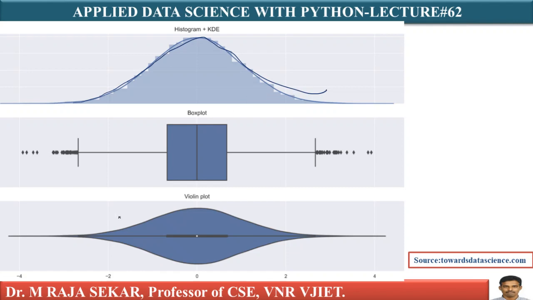Wider section of the violin plot. Which is the wider section? Just see the width of this one. This width is more, isn't it? The wider section of the violin plot represents higher probability, meaning here you have a higher probability of observations, isn't it? The thinner sections correspond to a lower probability. This one is thinner. This thinner section represents a lower probability.